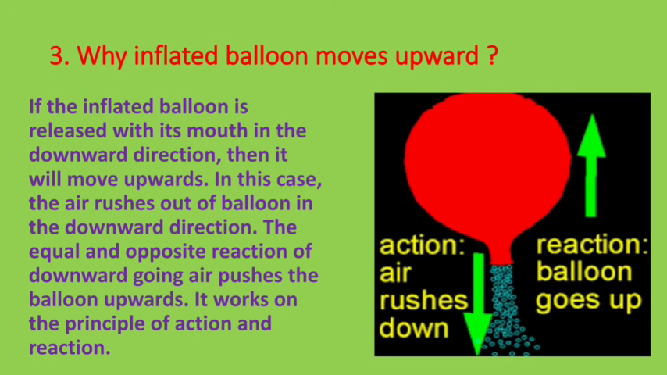Why does an inflated balloon move upward? If the inflated balloon is released with its mouth in the downward direction, then it will move upwards. In this case, the air rushes out of the balloon in the downward direction. The equal and opposite reaction of the downward going air pushes the balloon upwards. It works on the principle of action and reaction.